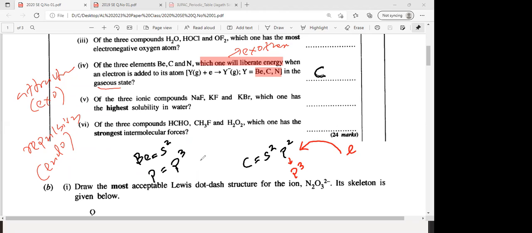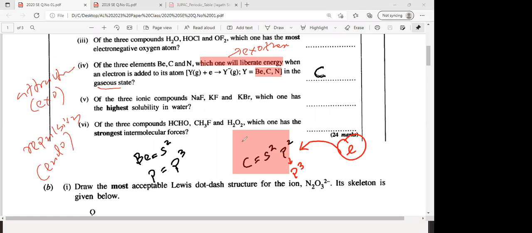Therefore, there is more repulsion here, actually. This one also has a little repulsion compared to carbon. So out of these three, who will like to gain the electron easily? Carbon, s2p2. Is that clear, everyone? Did you get it? Carbon is willing to take the electron. It can go from p2 to p3 configuration. Any questions? Did you understand why carbon is the one which liberates energy?